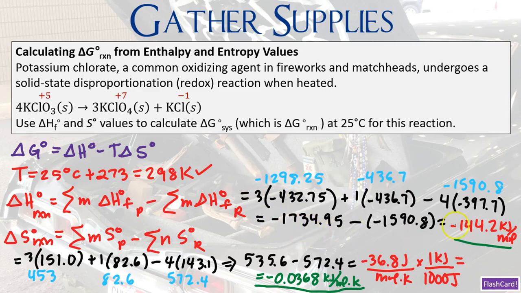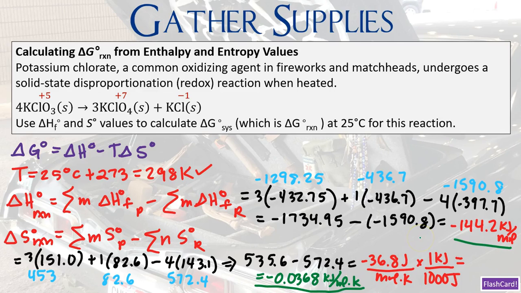negative 1734.95. Now let's talk about the sum of my reactants. I only have one reactant, so it's going to be 4 times negative 397.7. When I multiply this together, I get negative 1590.8. So I'm going to take my negative 1734.95 and subtract this negative number. What I get is negative 144.2. The units are kilojoules per mole.